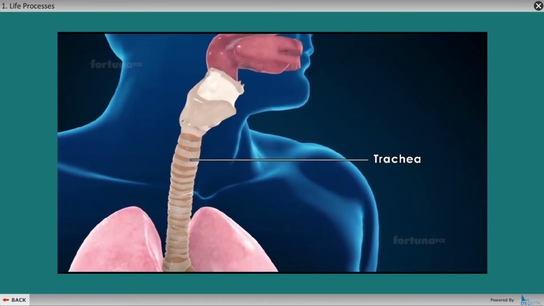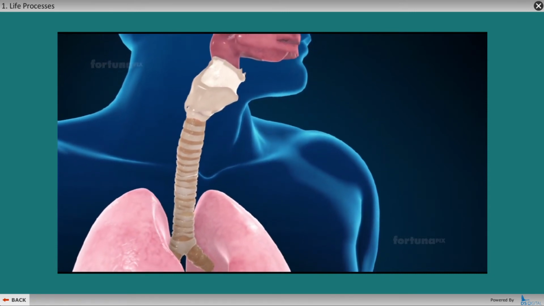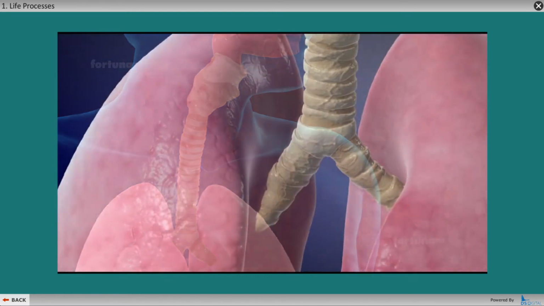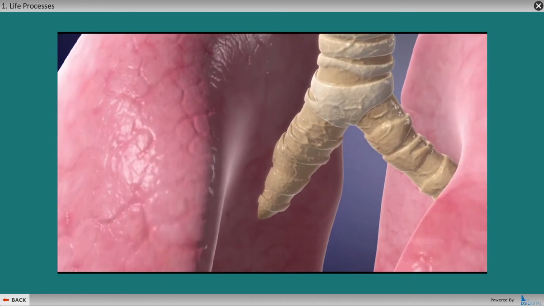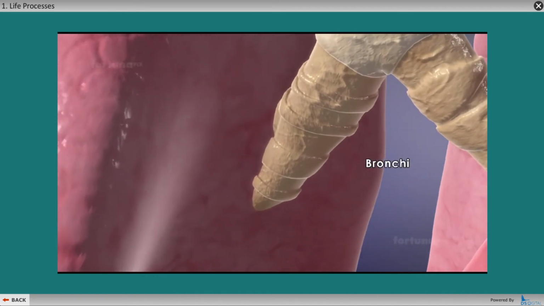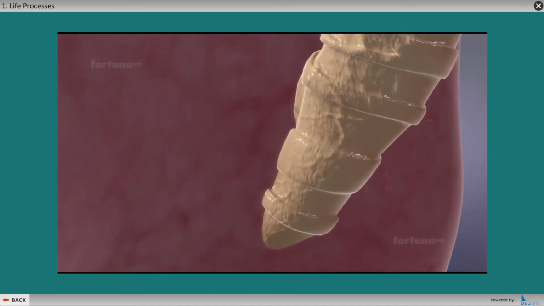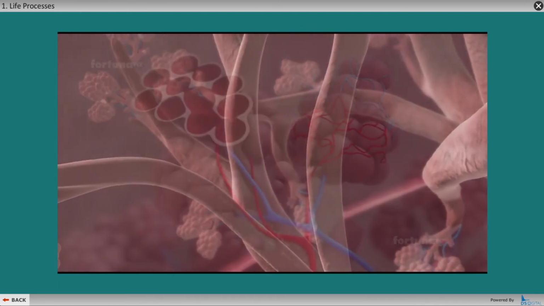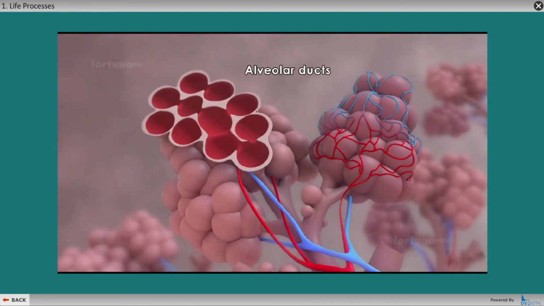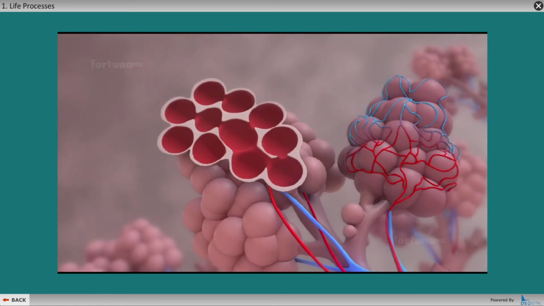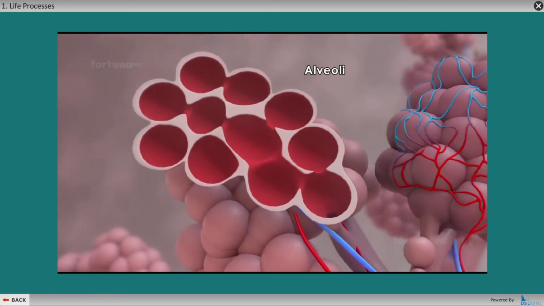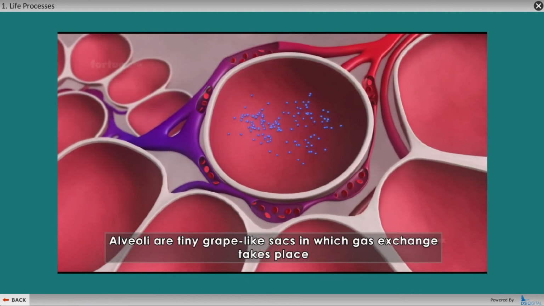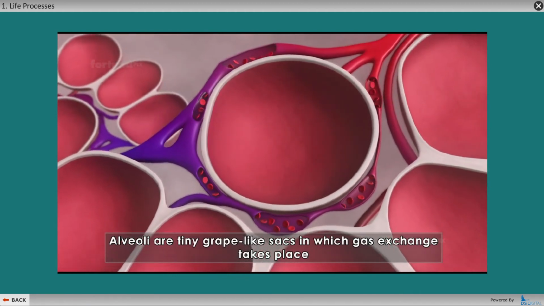The trachea is a tubular structure that extends downward into the thoracic cavity. It splits into right and left bronchi. Each bronchus will lead to a lung where they will divide further into bronchioles and alveolar ducts, which terminate as alveoli. Alveoli are tiny grape-like sacs in which gas exchange takes place.